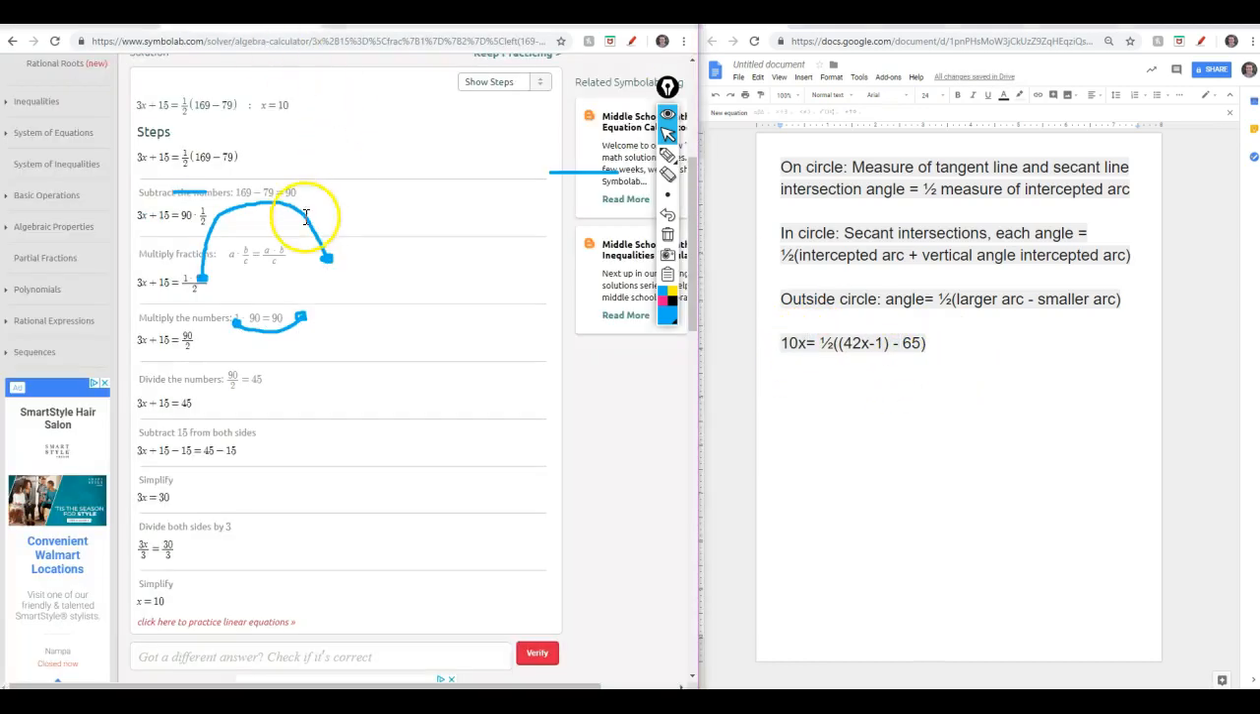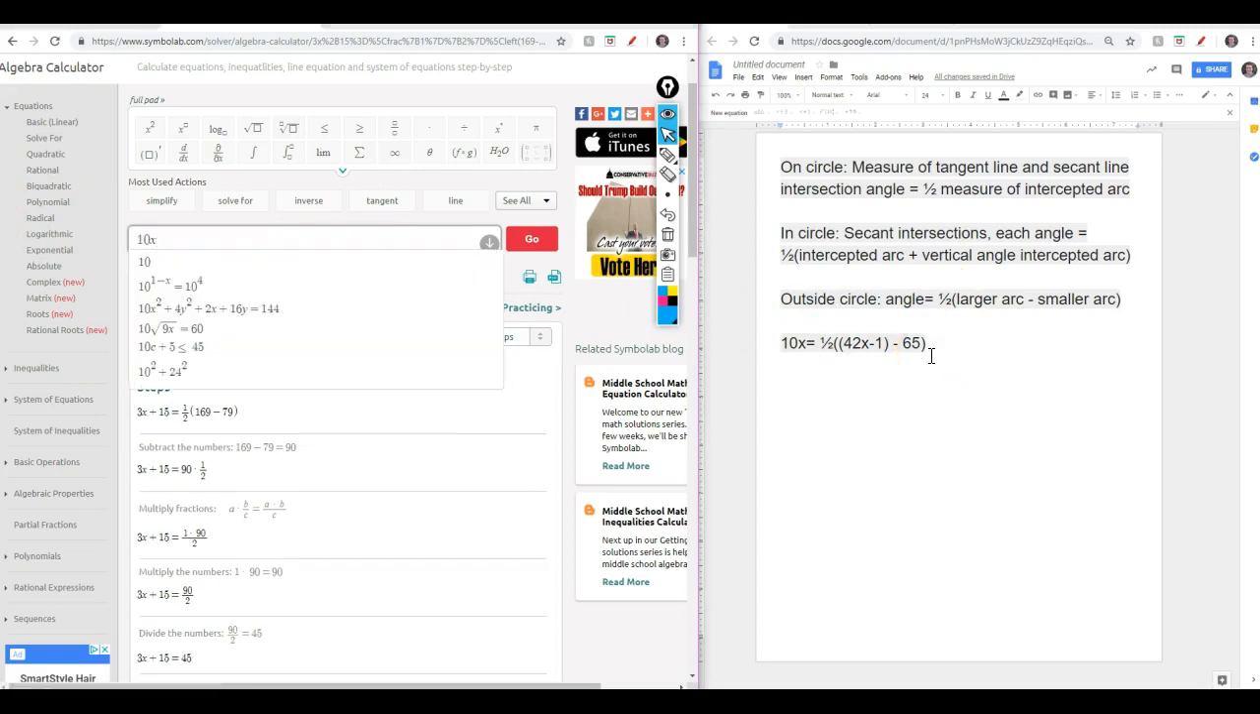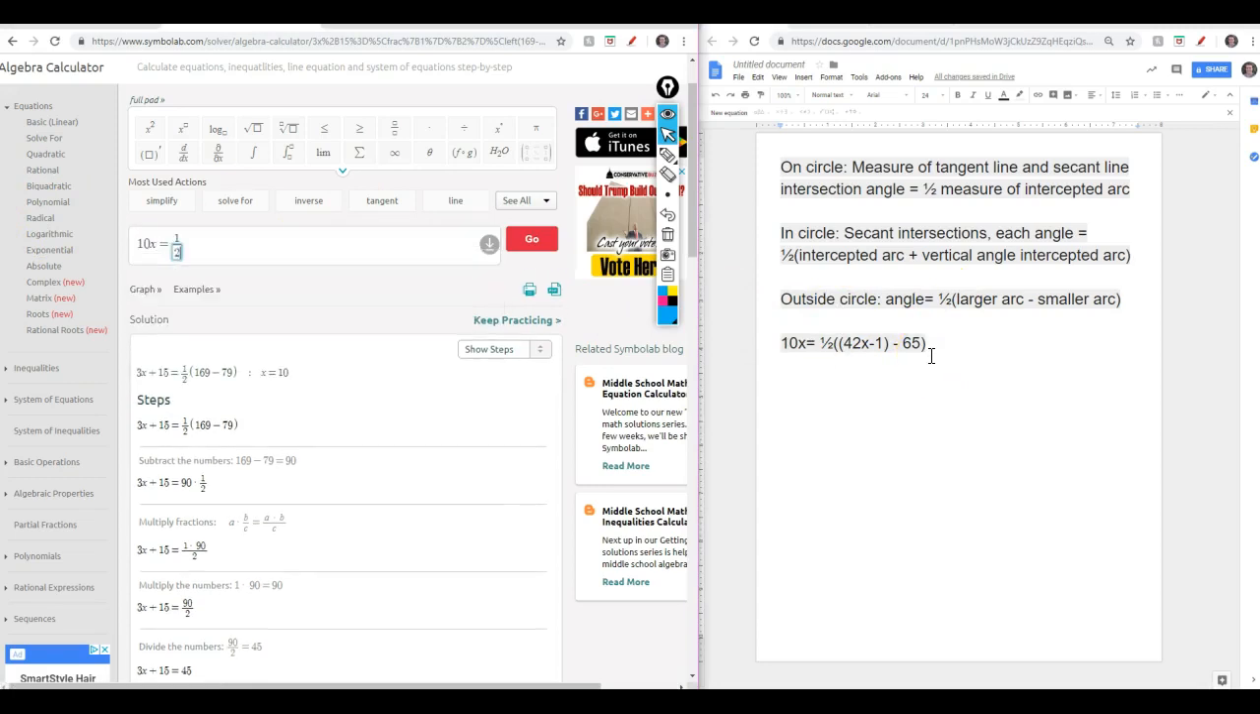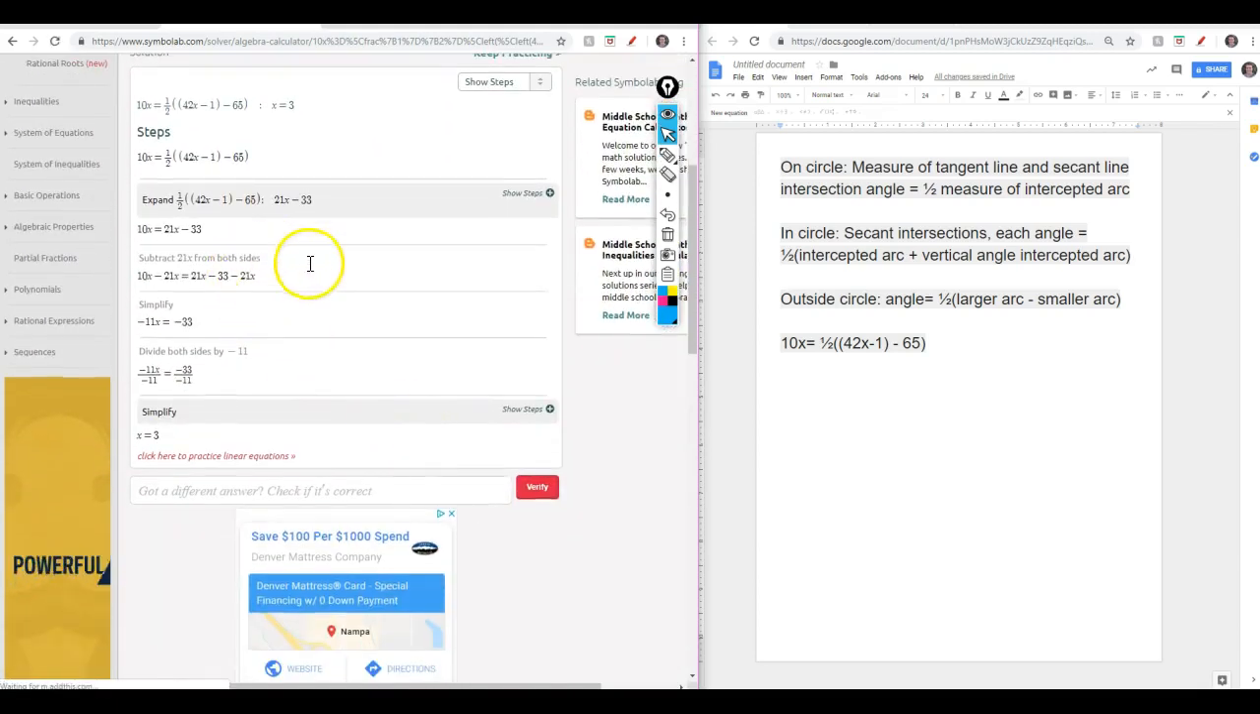So I'm going to jump over here again and use the Symbol Lab algebra calculator and type in 10x is equal to 1/2, parentheses, 42x minus 1, close those parentheses, minus 65, close those parentheses, and we're going to hit go. So then here's our steps. It says to expand the 1/2 times 42x minus 1 minus 65, which reduces down to 21x minus 33.